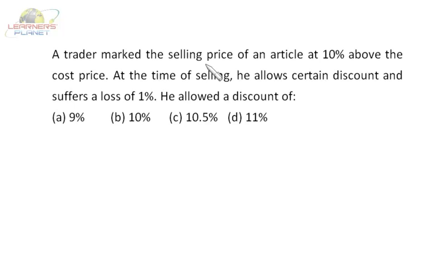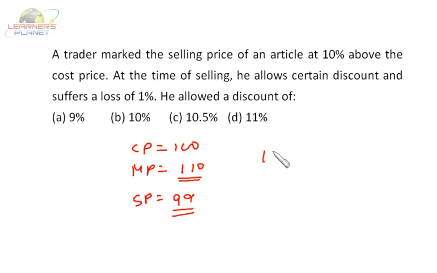Now let's see this question. A trader marked the selling price of an article at 10% above the cost price. Let's assume the cost price to be 100. That means the marked price must be 110. At the time of selling, he allows a certain discount and suffers a loss of 1%. He allowed a discount of? That means finally the selling price is rupees 99, since we are getting a 1% loss. Now if the mark price is 110 and the selling price is 99, the difference is 11 rupees. Now 11 rupees was the discount on 110. That means the percentage discount is 10%. I hope you are clear.